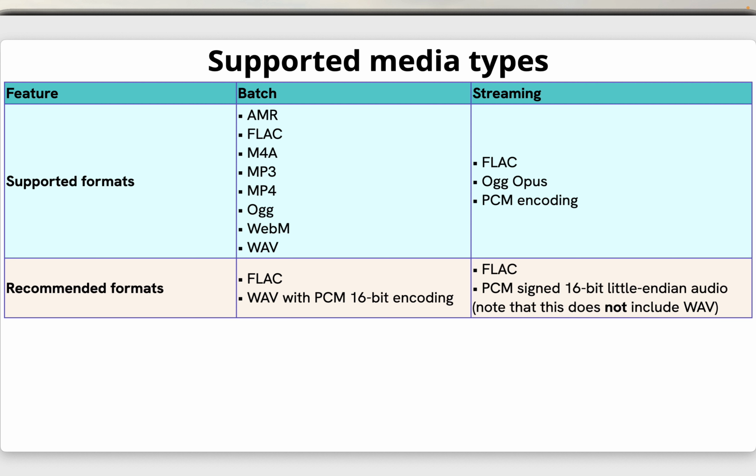And these are the supported media types. Under batch you have these formats: AMR, FLAC, M4A, MP3, MP4, OGG, WebM, and WAV. For streaming, there are three formats: FLAC, OGG Opus, and PCM encoding. But the recommended formats are FLAC and WAV with PCM 16-bit encoding. And for streaming, again it's the same: FLAC and PCM signed 16-bit little-endian audio, and this does not include WAV. PCM is a slightly different format, but that is applicable only for streaming.